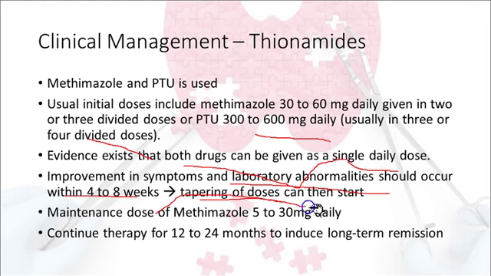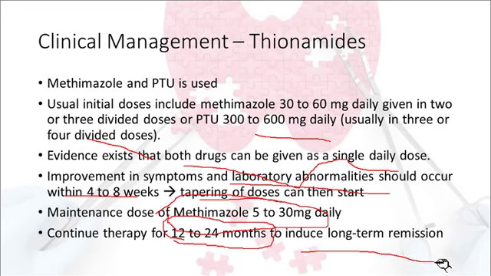The maintenance dose of methimazole is somewhere between 5 to 30 milligrams a day, and therapy is usually continued for 12 to 24 months in order to induce long-term remission of the thyroid gland itself. Now, we must monitor patients every 6 to 12 months for remission. If a relapse occurs, alternative therapy with radioactive iodide is then preferred over either methimazole or propylthiouracil, as opposed to swapping between methimazole or propylthiouracil depending on which one you have used first.